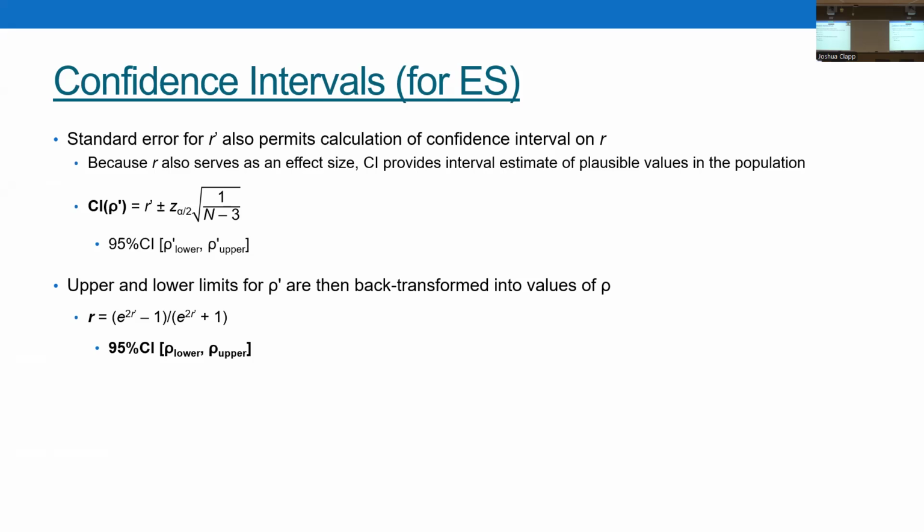But is rho prime lower and rho prime upper what we want? No, we want correlations. So after we've gotten the upper and lower confidence bound for r prime, what we then need to do is back translate those limits into Pearson correlations, which is not terribly difficult. It's just taking e to the 2 times r prime minus 1 over e to the 2 times r prime plus 1. You're just back translating Fisher's r to z with this. If you do this, it will give you a confidence bound around the correlation, lower and upper.